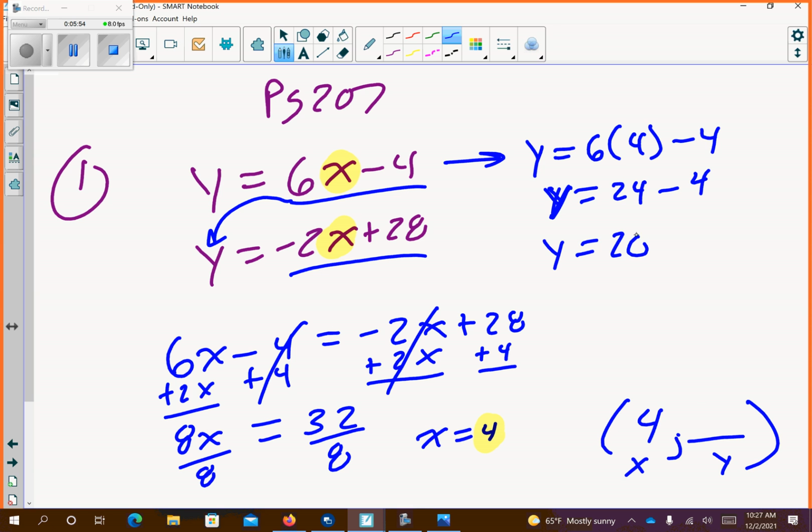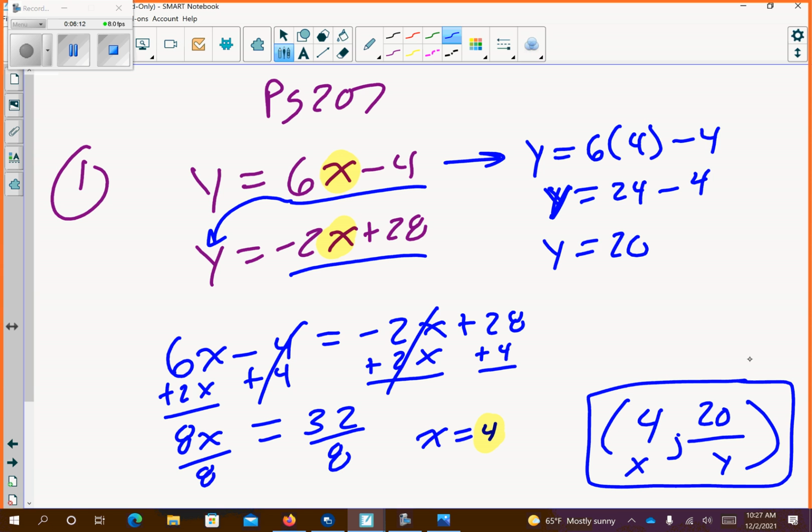So I get y equals 20. This one definitely wouldn't work for us if this was a graphing problem, because my graph usually goes out to positive 10 and negative 10. So at 4 comma 20, that would be way off the graph. I wouldn't give that to you as a graphing problem.